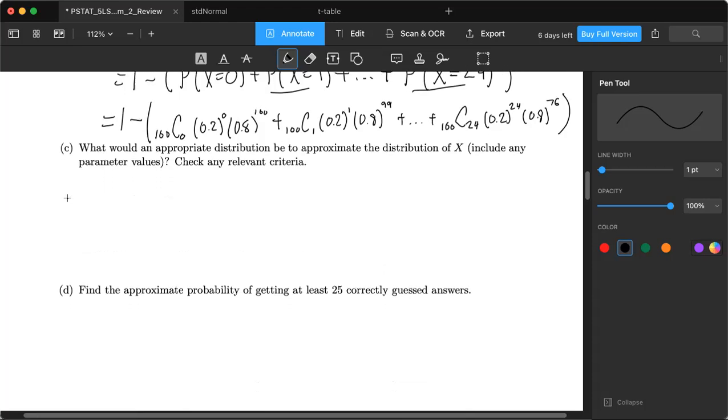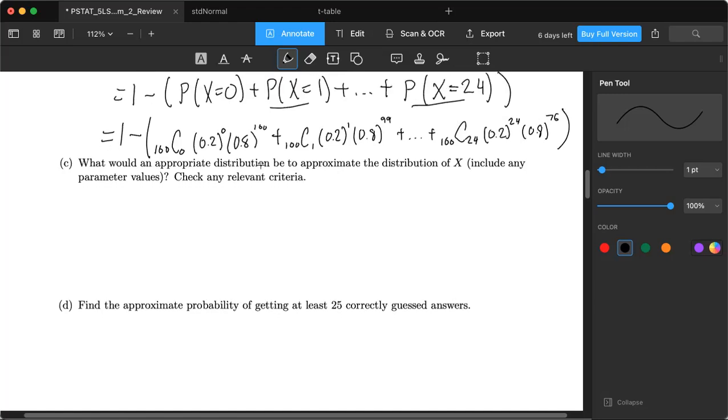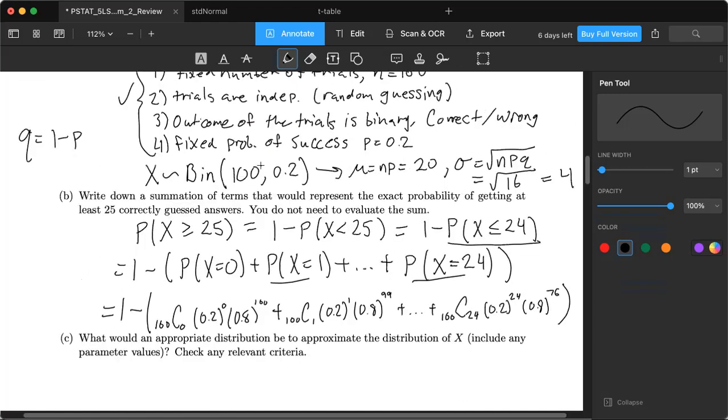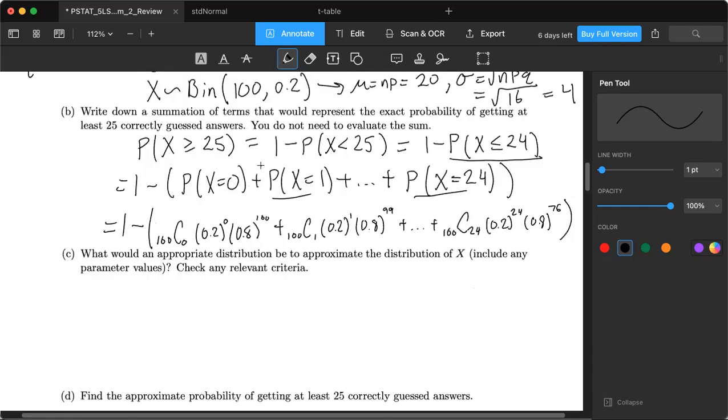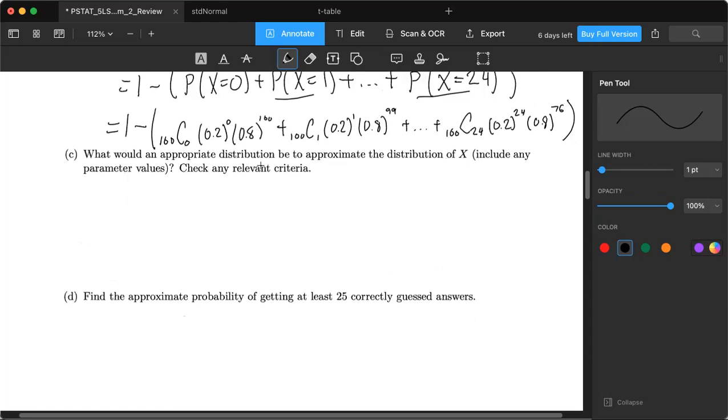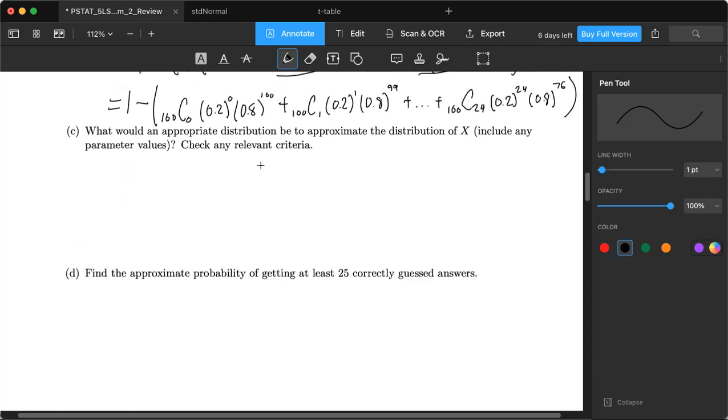So part C. Now, what would an appropriate distribution be to approximate the distribution of X? Include any parameter values. Check any relevant criteria. So the whole idea of binomial approximations, we have a binomial distribution here, is if the number of trials is large enough, we can approximate it with a normal distribution. So the criteria that we need to check.